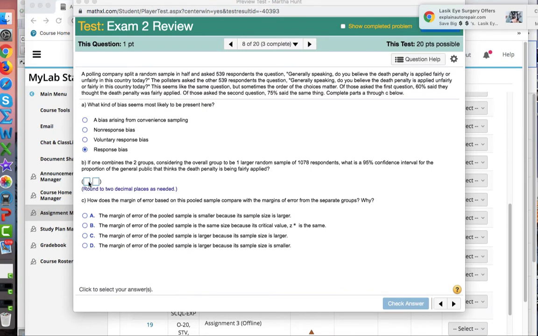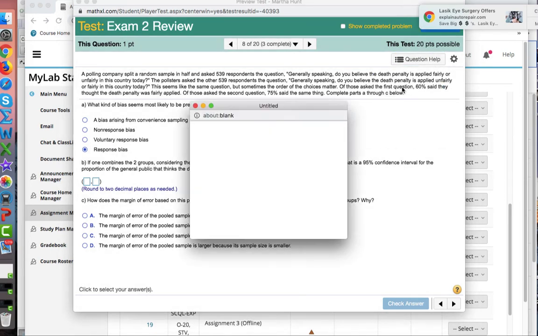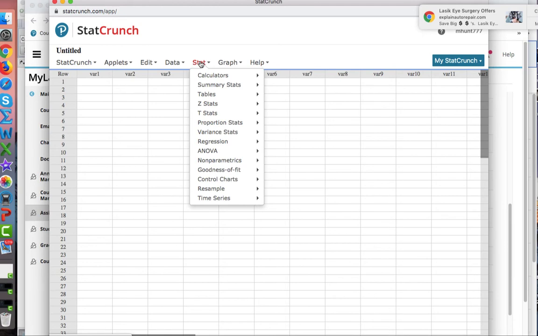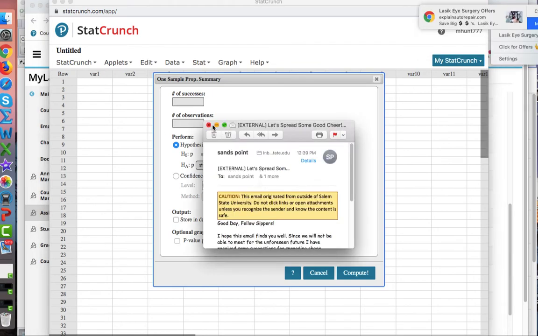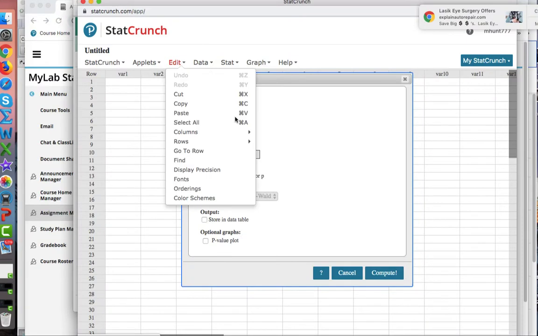And we are going to go to StatCrunch, and we're going to do the proportion thing again. Stat, proportion stats, one sample with summary. I'm sorry about this. Number of successes was 728. Number of observations was 1078. And a 95% confidence interval.